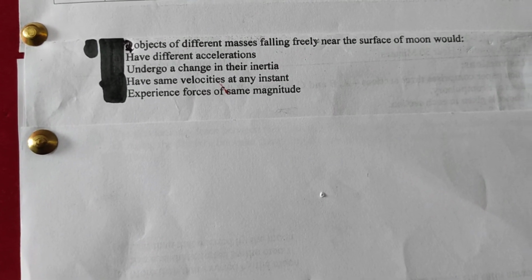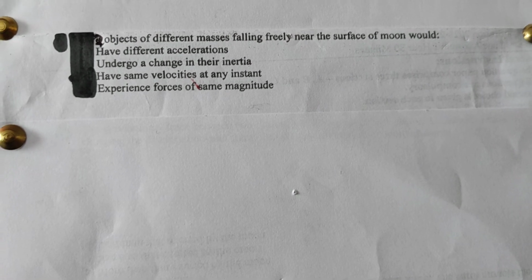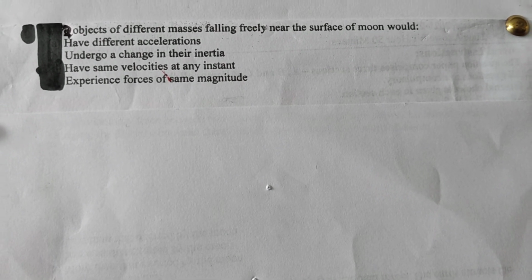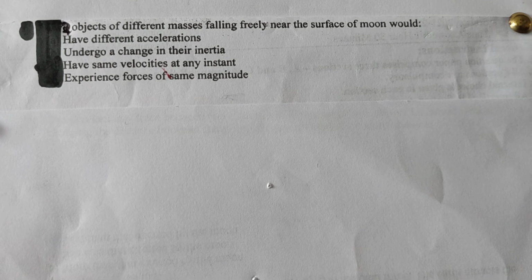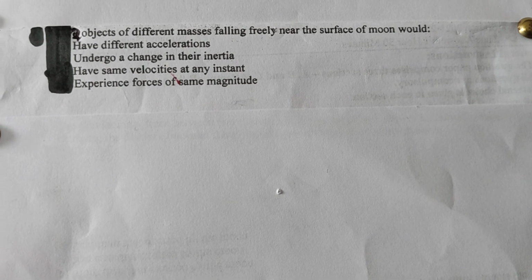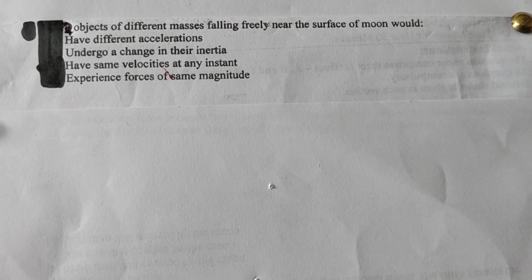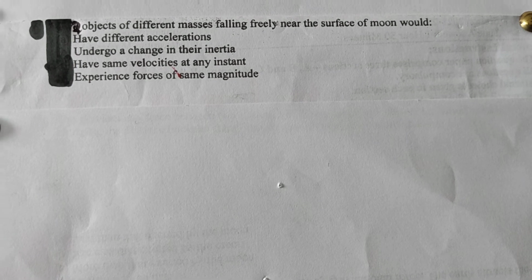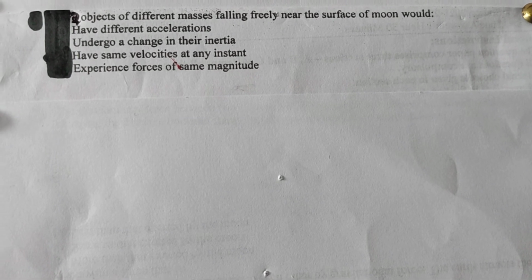Now let me clear one point here, students. It is not mentioned that the different masses are falling freely from the same height. They are falling freely near the surface of the moon, but it is not mentioned whether they are falling from the same height or from different heights.